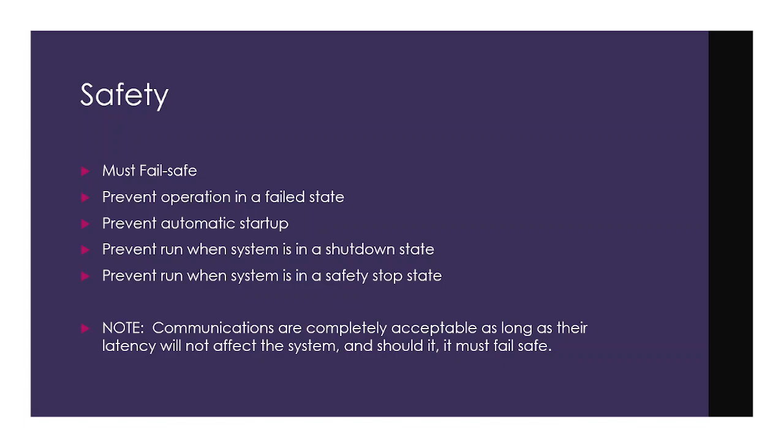It'll prevent a run when the system is in a shutdown state. So again, very similar to the operation of a failed state. When it's in the shutdown state, it's not going to allow anything to run. It's totally disabled. It's totally shut down. It'll also prevent a run when the system is in the safety stop state. So again, that's the same as a safety relay on that particular point. You can't run it when you've pressed an e-stop, when you've opened a door, whatever those things might be. You cannot run this system.